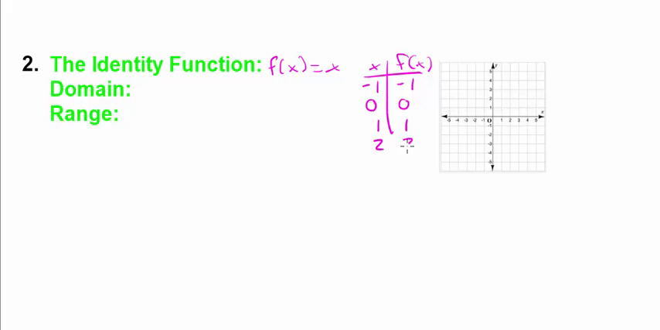The second function is the identity function. The identity function is represented as f of x is equal to x. Now, if I were to make a table for this, I would have the x values and the corresponding f of x values. If I have -1, my output will be -1. If I have 0 as my input, then 0 will be my output. If I have +1 for my input, +1 would be my output, 2 and 2, and so on and so forth. So you get the pattern, and that's why it's called the identity function. Whatever your input is, your output is the same exact value. This produces a diagonal line that intersects the origin.